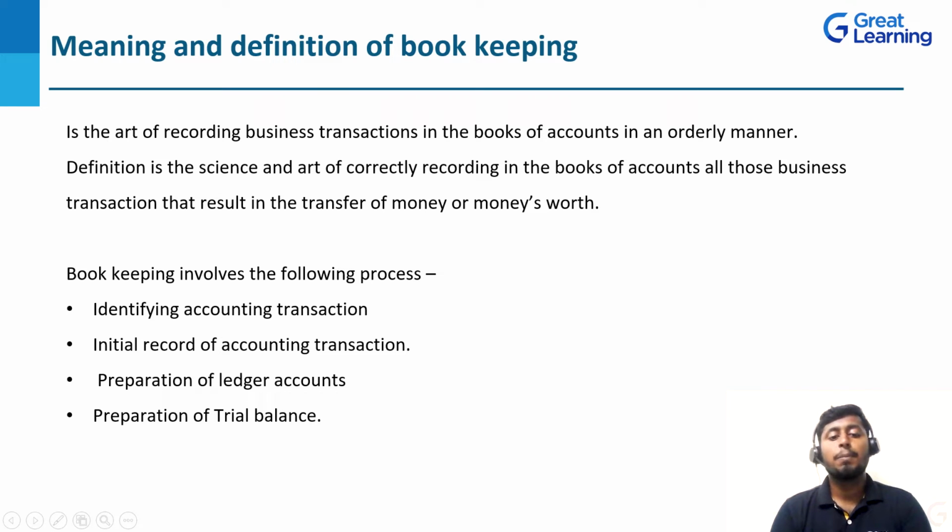Third step, preparation of ledger account. Once you pass the journal entry, from the initial book to journal entry, if you pass the transaction, the next step is we need to post it to the ledger account. The ledger account is nothing but the individual account for the individual items, that is for assets, liabilities, expenses, or persons, that we are going to maintain as separate ledger accounts.